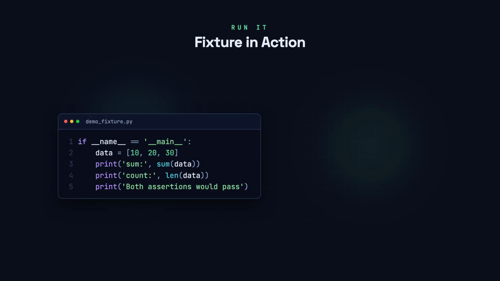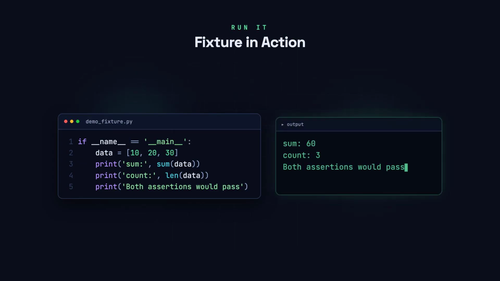When we run this file directly, it prints the sum and count, so we can see the values. Run it with PyTest and both tests pass. The fixture delivers the list to each test automatically.